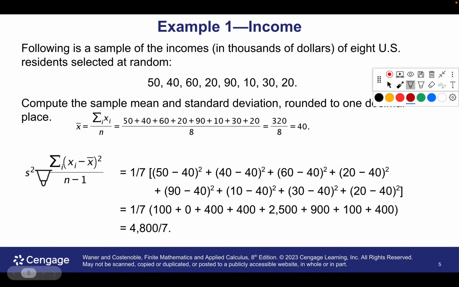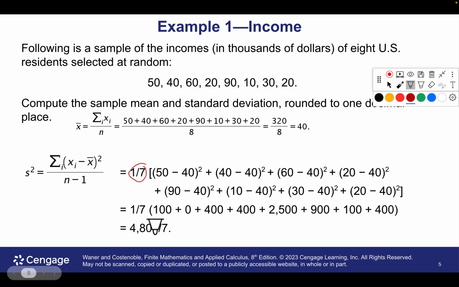The next step is getting the variance. It's not something we use directly, but we use the square root of it because we square it. So we subtract the mean from each piece of data. This 1/7 is just the denominator, 8 minus 1, that's the n minus 1. 8 minus 1 is 7, so they just multiply by 1/7.